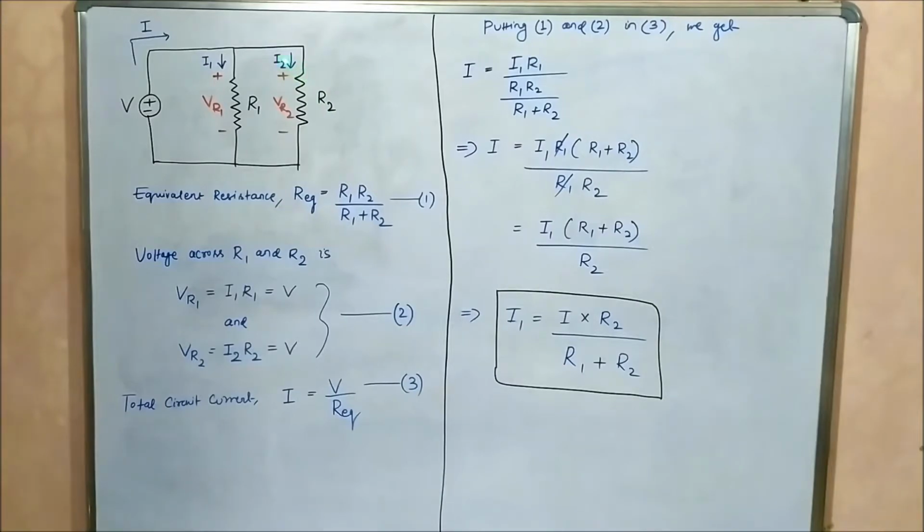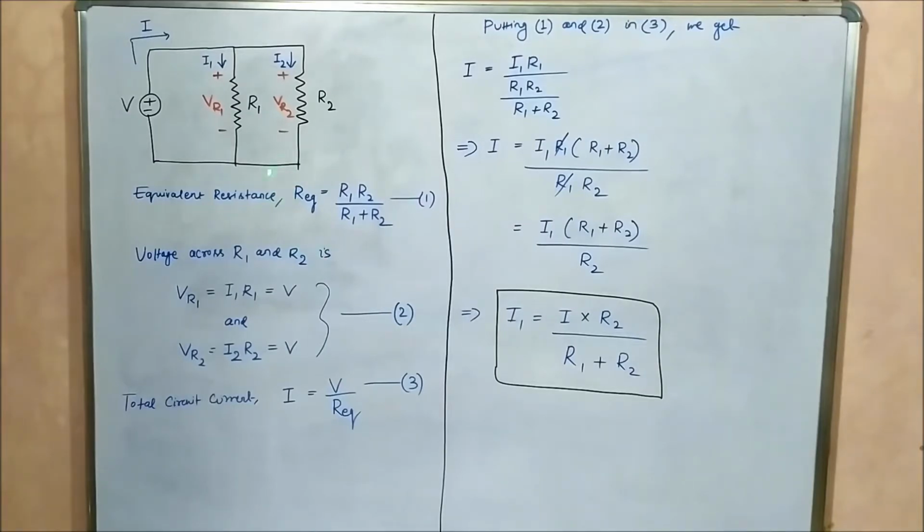Now we have already studied from parallel combination of resistors that the reciprocal of the equivalent resistance is the sum of the reciprocals of the individual resistances. So we calculate R equivalent is equal to R1 R2 by R1 plus R2. That is the formula for equivalent resistance of a parallel combination of resistors.